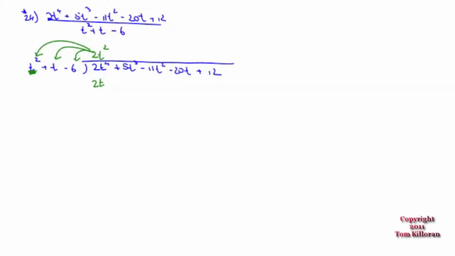2t to the fourth. 2t squared times positive t, 2t to the third, and it lines up rather nicely under 5t cubed, so plus 2t to the third. Don't forget to say positive and or negative to get your signs right. Then 2t squared times -6.